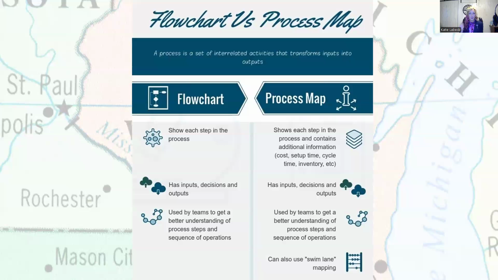Now, what's the difference between a flow chart and a process map or a value stream map? A flow chart is very high level, right? It's a very high level view. You get the basic understanding of what's happening in the process. A process map or value stream map is a flow chart on steroids. So it contains material and information flow and a whole lot more data.